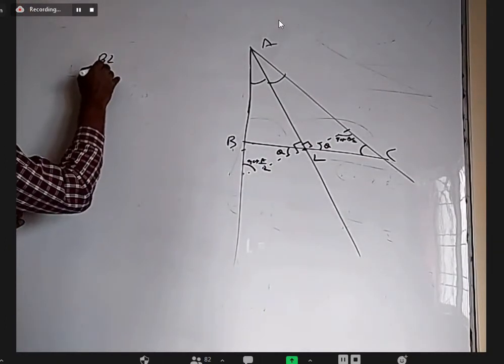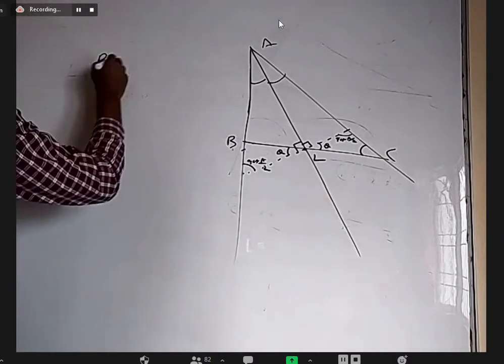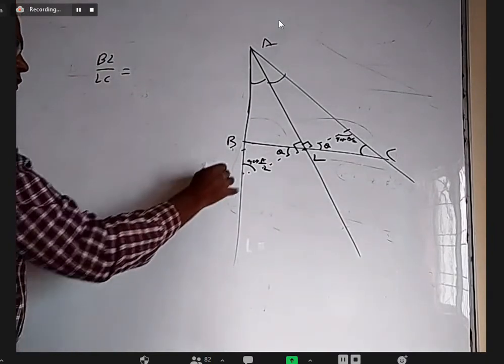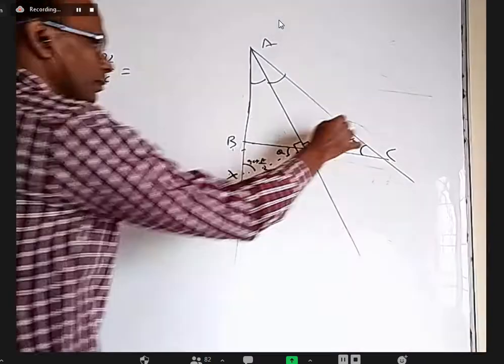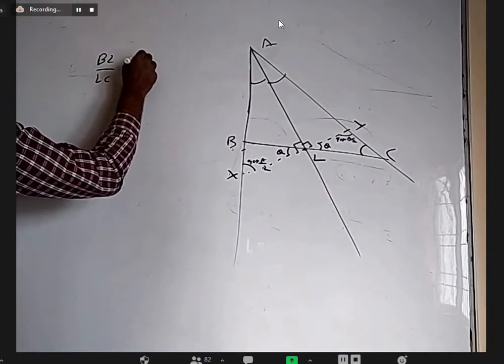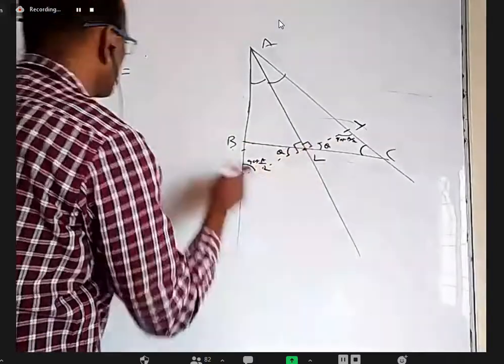BL is to LC. I should give some names here, X and Y. It is equal to BX, opposite to theta, and here opposite to it, CY.